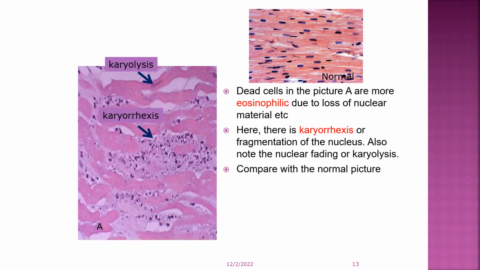Microscopically, we will see karyolysis, where the nucleus is faded, and karyorexis, when the nucleus are fragmented. Compare this picture of necrotic tissue with the normal cells. The normal cells have very dark and elongated nucleus, like these ones, and they are faded in karyolysis and fragmented in karyorexis.